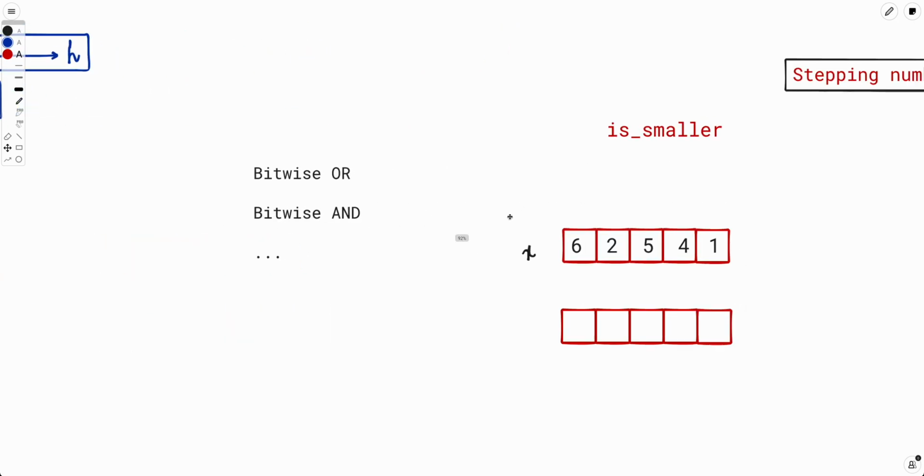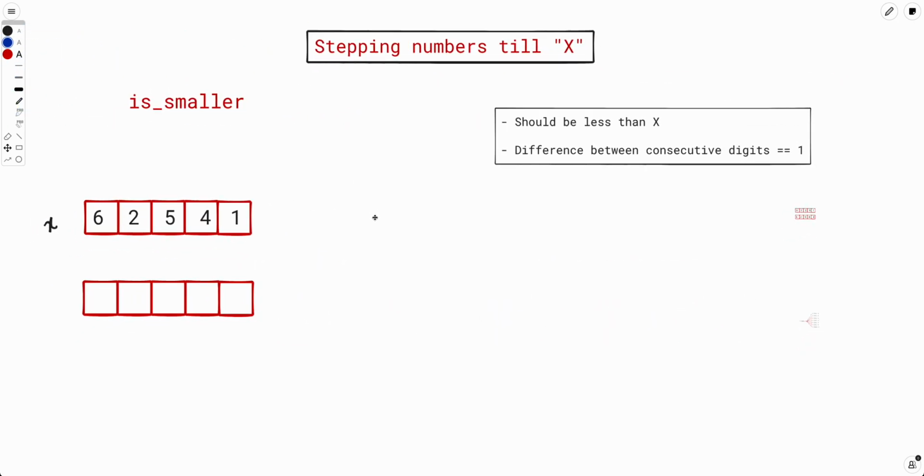So now the follow-up problem here is that we have to find the number of stepping numbers between 1 and x, right? Now, as we know the definition of a stepping number, every number should satisfy these two criteria: the number should be less than or equal to x, and the difference between any two consecutive digits should be equal to 1. Now let's say x is 62541, and we need to find how many ways there are to fill these 5 boxes. So for simplicity, let's remove this second criterion as well. So we just need to find the number of numbers which are less than or equal to x.